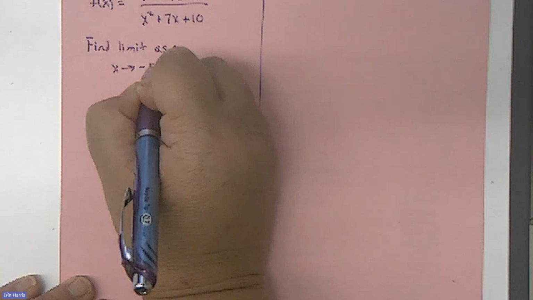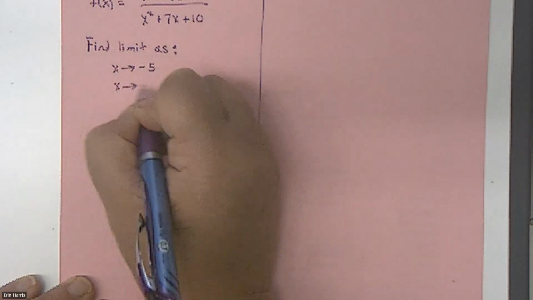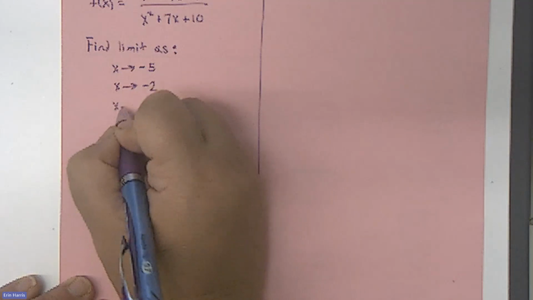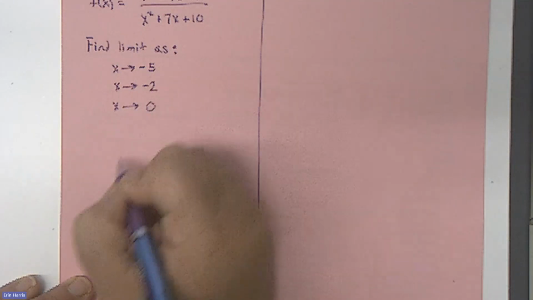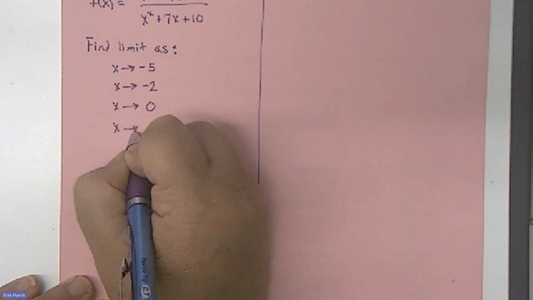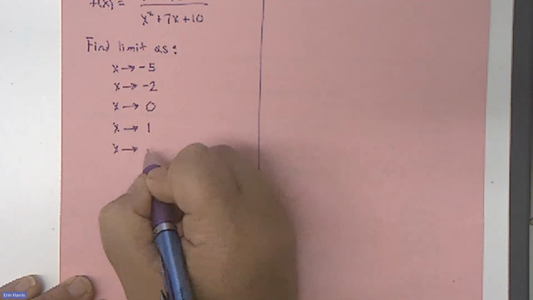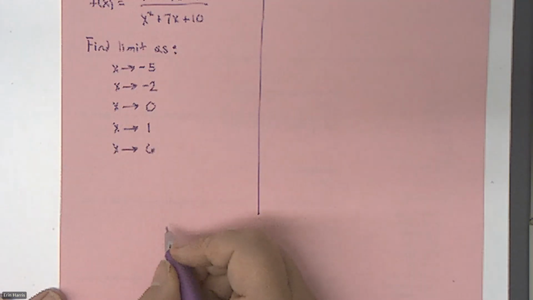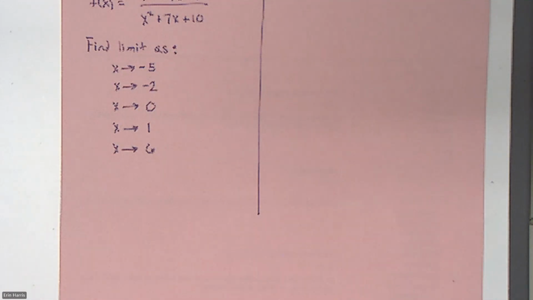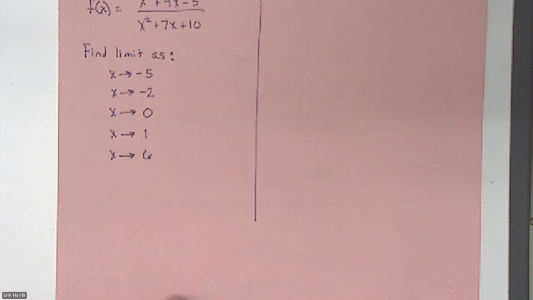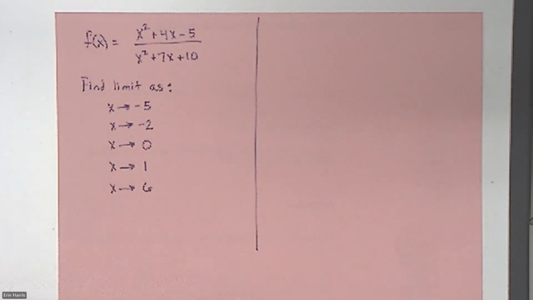So as x approaches -5, x approaches -2, 0, x approaches 1, x approaches 6. So I recommend factoring. I don't recommend just starting to plug numbers in.